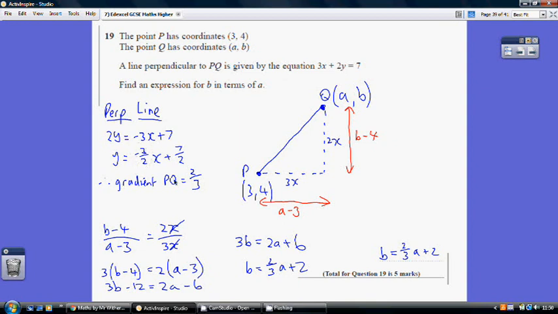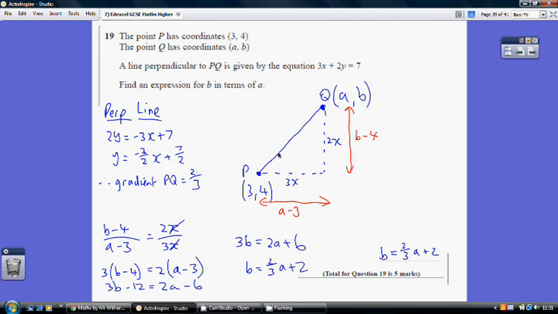Therefore, the gradient of PQ must be 2/3. You just basically flip this over and change the sign. Or putting it more poshly, if you like, minus 3 over 2 times 2 over 3 would give us minus 1. Anyway, our gradient of PQ is 2 over 3.